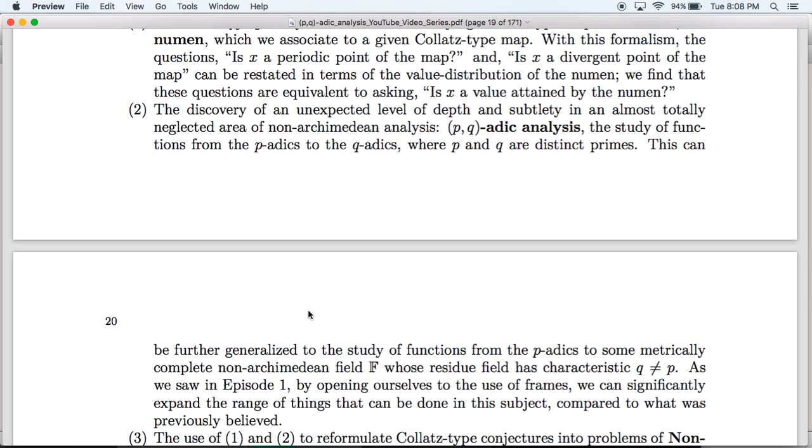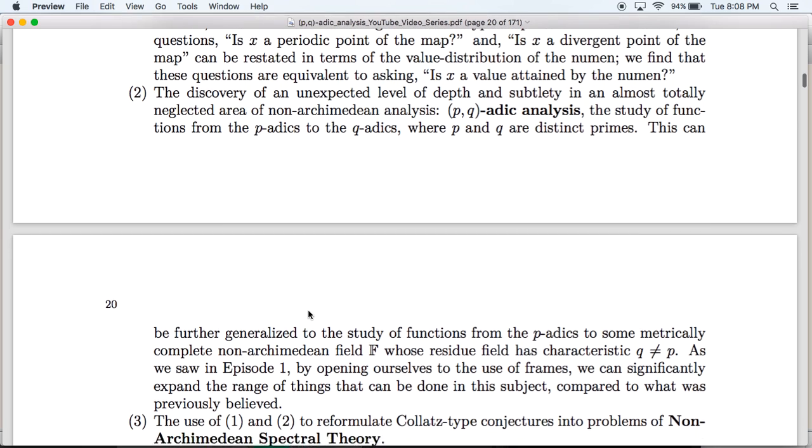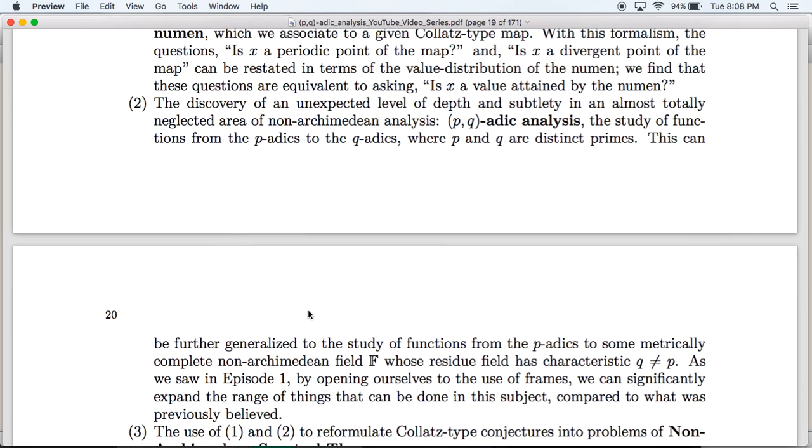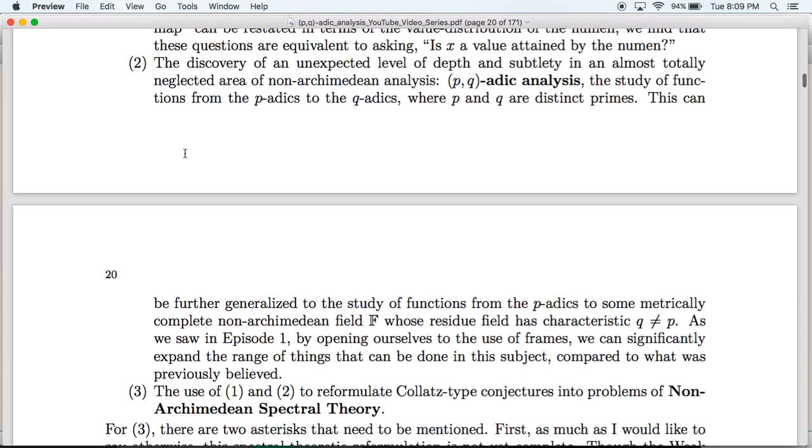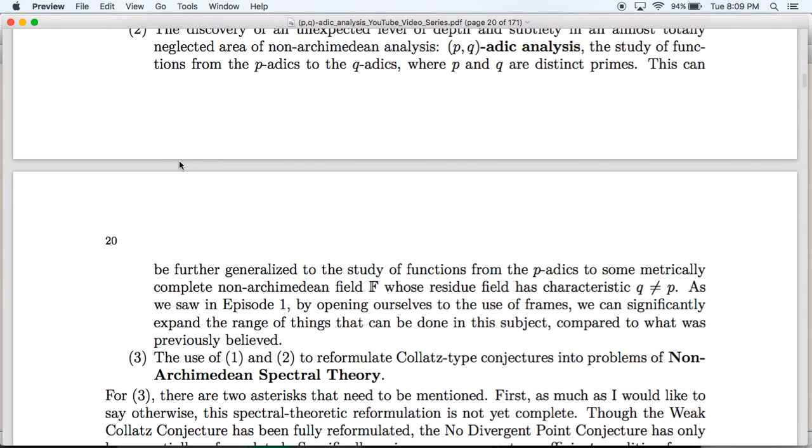If you read my frames paper, which I had linked at the bottom of episode 1, I talk about how you can potentially reframe frames in terms of Adel-valued functions, which may be a potentially fruitful approach. So 1 and 2 are that, but what's 3? So 3 is the fact that in 2, we can do Fourier analysis. And in particular, this allows us to take 1 and reformulate Collatz-type problems in terms of non-Archimedean spectral theory, which is a very impressive sounding term whose meaning I'm going to explain in a moment.